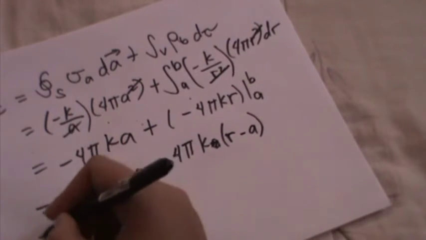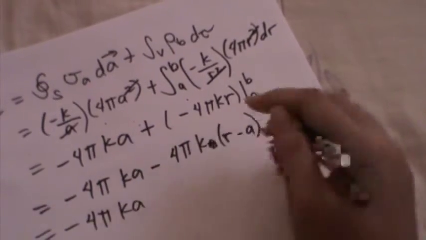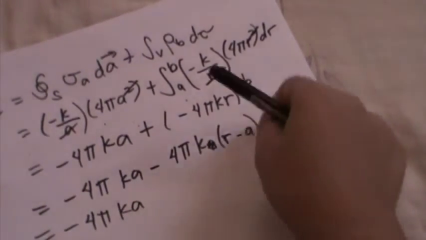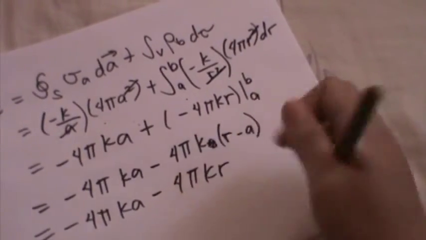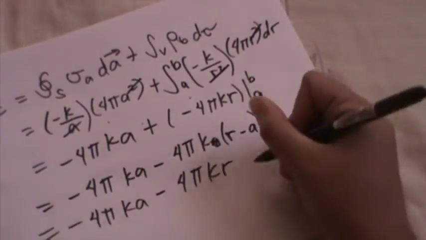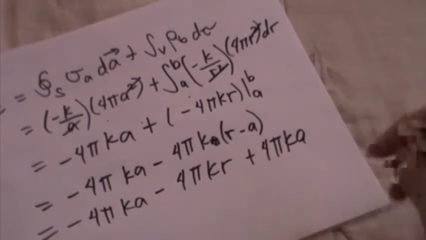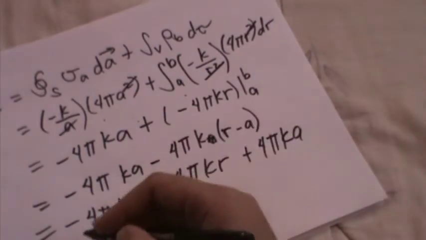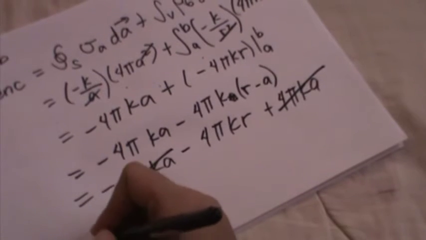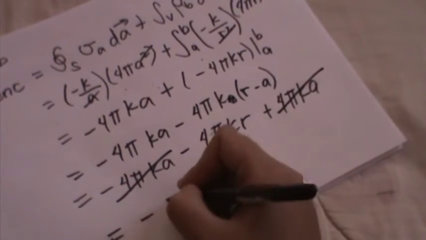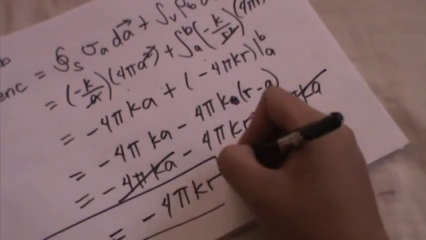So if we want to elaborate this one, let's just write it so that we can see. Negative 4 pi k r from the distribution. Another distribution, negative times negative, positive, positive 4 pi k a. So notice that this will cancel since this is negative, this is positive. So our charge enclosed is equal to negative 4 pi k r. So this is our Q enclosed.